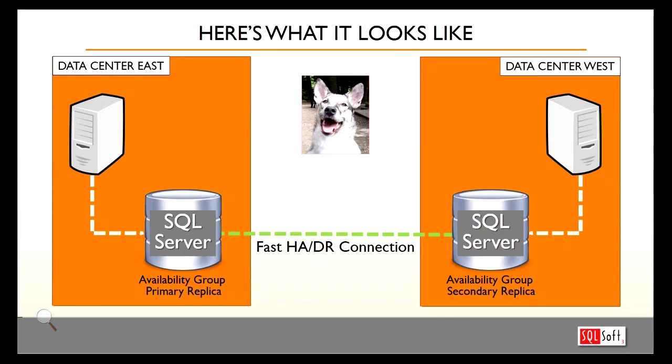So we have a SQL Server primary in a data center talking to another SQL Server, this fast streaming flow of transaction log data to the secondary replica where it is written out, and we can fail over to that.